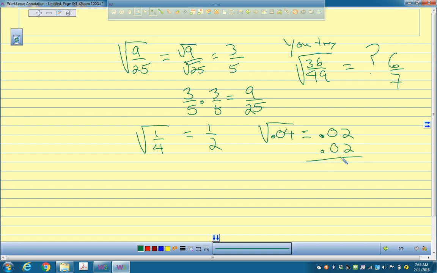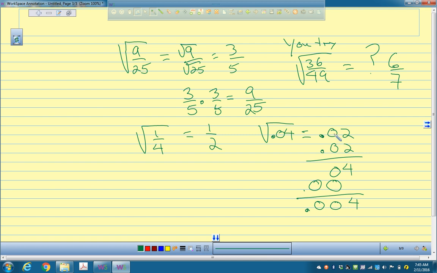0.02 times 0.02. Remember how to do this? You multiply this times this, you get 4. This times this, you get 0. And then you move over. This times this, you put a 0 here. This times this, you put a 0 here. And then you add, and you get 0, 0, 4. Do you remember doing that ever? Okay. But 0.02 times 0.02 is not 0.04, it's 0.004.